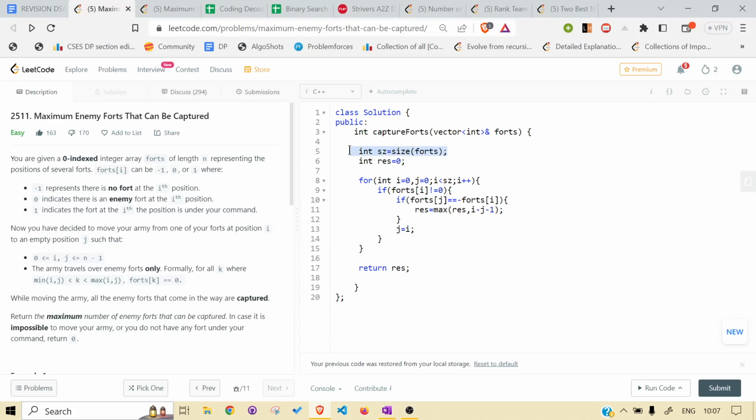So this is the size, this is the result that we would return. These are the 2 pointers that we initialized. i is equal to 0, j is equal to 0, and i can go up to which length? To the size, and i plus plus.